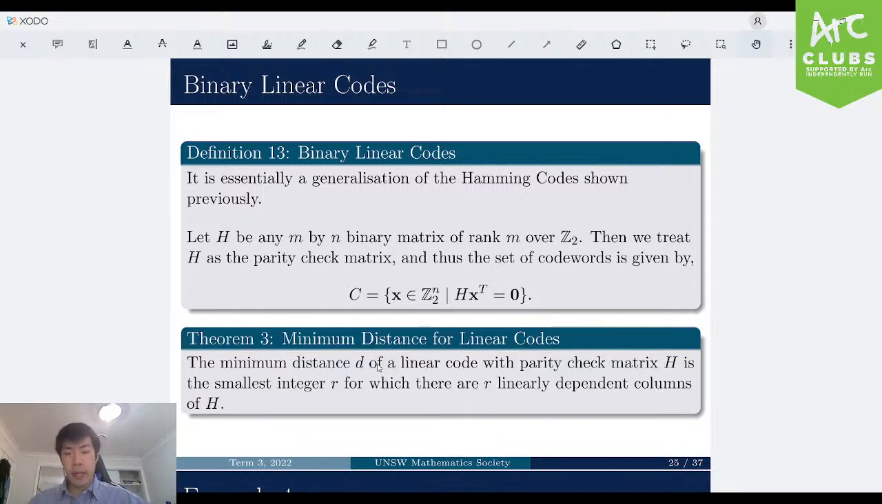A theorem is that we have minimum distance for linear codes. The minimum distance d of a linear code with the matrix H is going to be the smallest integer r for which there are r linearly dependent columns of H. We will see an example of that soon.